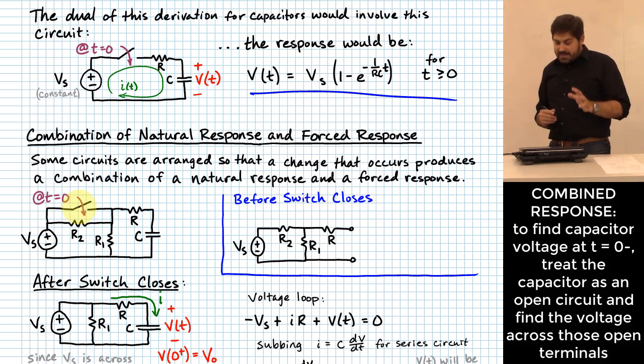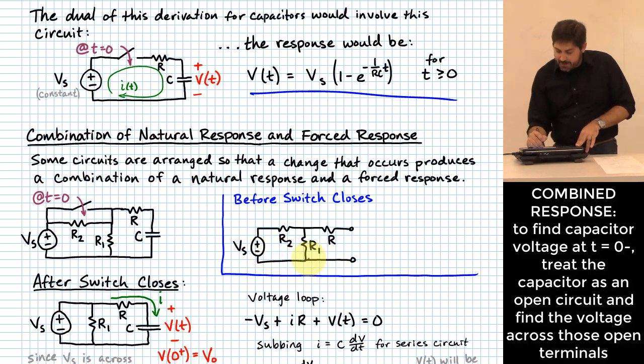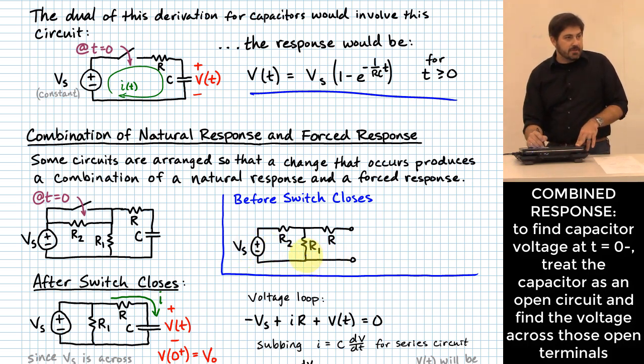Okay, so what I did here is I drew a picture of what the circuit will look like at time zero minus. And you'll notice the capacitor went away. Why did the capacitor go away?